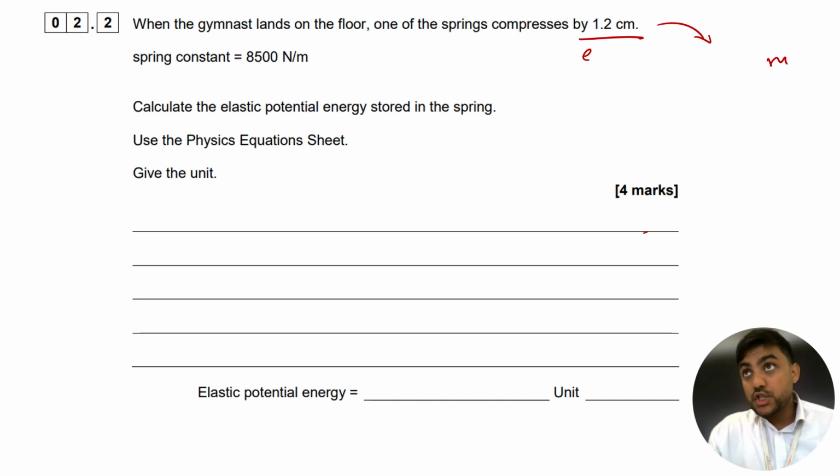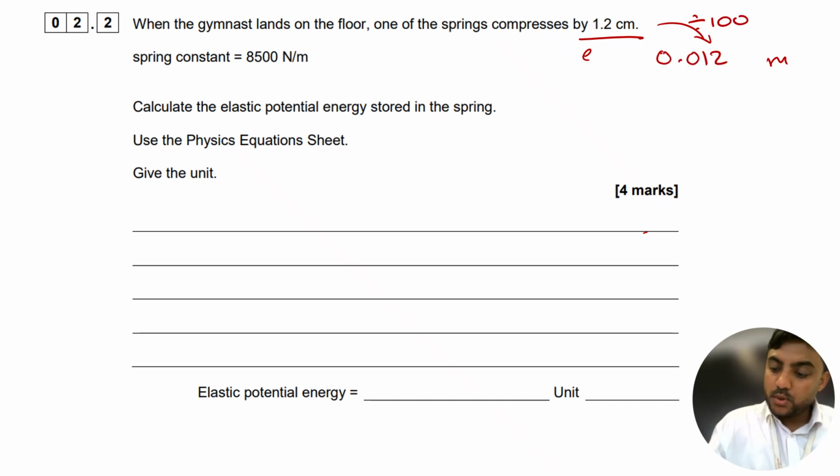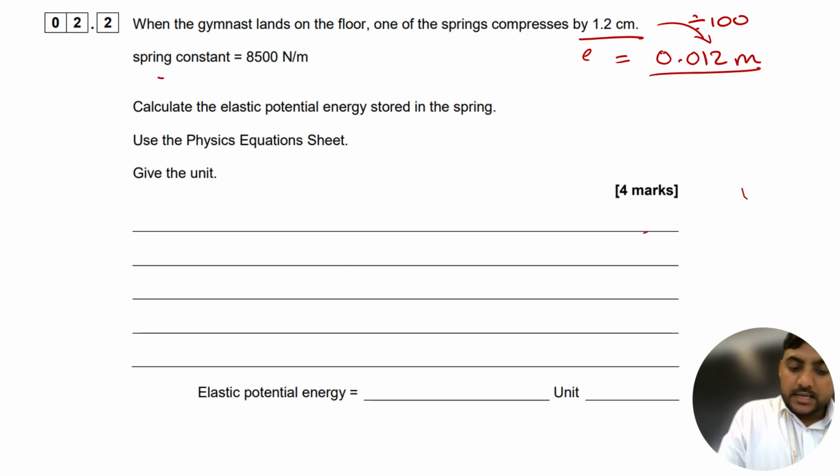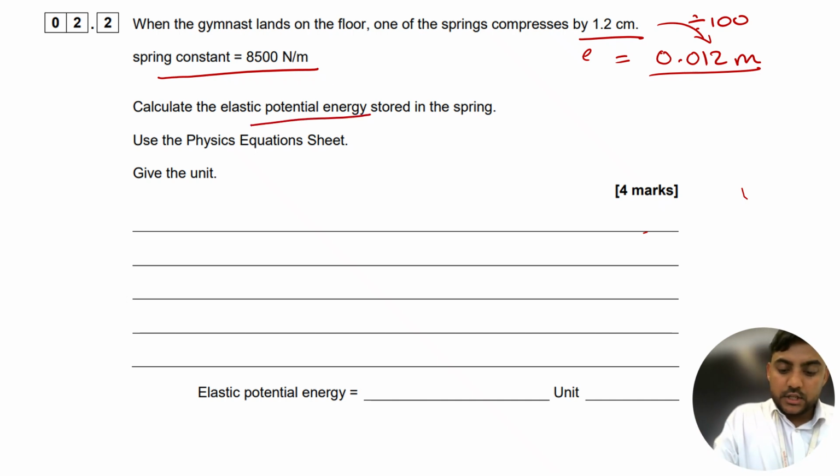Well, there are 100 centimeters in 1 meter. So to go from centimeters to meters, I have to divide by 100, which is 0.012 meters. I'm just going to underline that. That's one part of my data. My spring constant is another thing, and I have to calculate the elastic potential energy. That's what I'm asked to calculate.